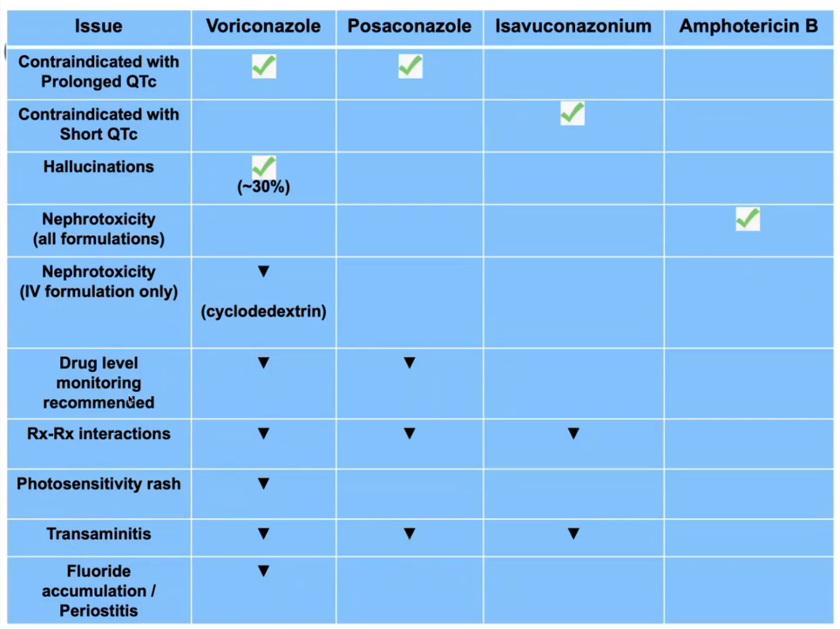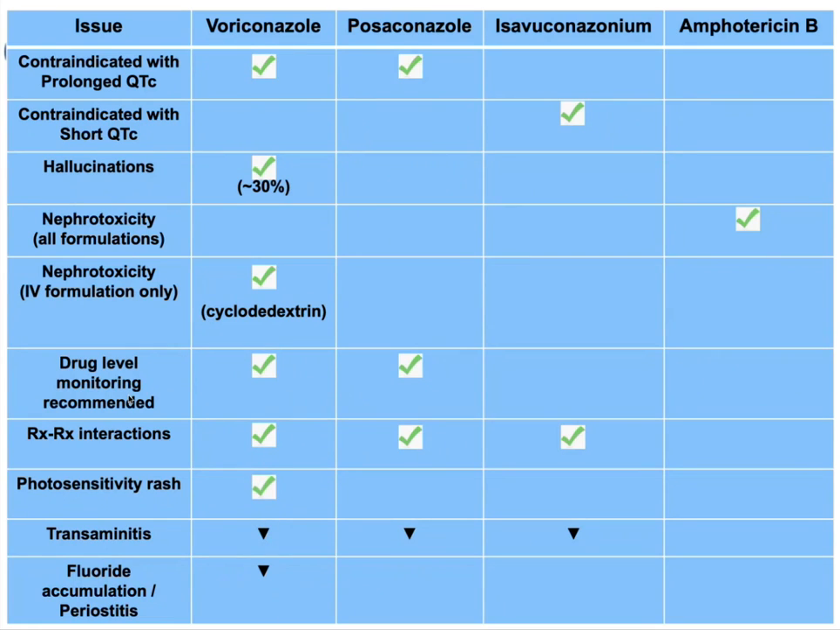Nephrotoxicity for all formulations would be amphotericin-based products. Nephrotoxicity, we used to talk about this more, but it's less of an issue now, is Vori when it's IV. Drug level monitoring, definitely Vori, Posa, traditionally at the seventh-day mark, meaning they're at steady state, check a level, make sure it is adequate. Drug-drug interactions, definitely all of the big triazoles. Some have higher rates of drug-drug interactions, some have lower, but just that you're cognizant.